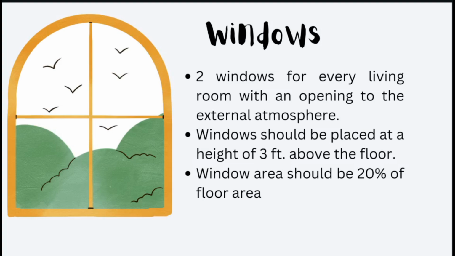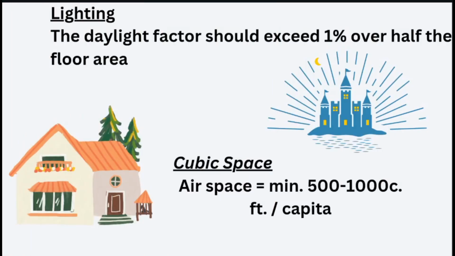This is very important. So we know the lighting of the room is very important, and a video about lighting has been done previously. You can watch that one also if you require. And regarding lighting, we know that the daylight factor should not exceed 1% of the total floor area, along with cubic space. That means an air space of a minimum of about 500 to 1000 cubic feet per capita is required for a good standard of housing.